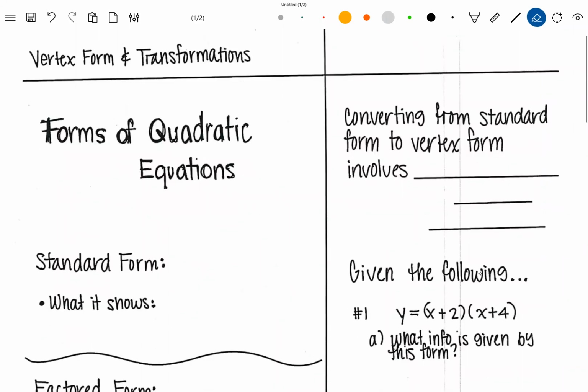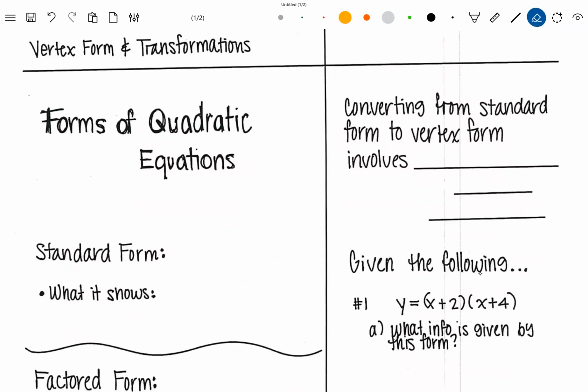The first form is standard form, and that kind of goes back to when we first started talking about polynomials. Standard form is highest exponent down. So what it looks like is this: y equals ax squared plus bx plus c, where a is the leading coefficient, b is the linear coefficient, and c is a constant, meaning it doesn't have a variable with it. Now, if the middle term is missing, then b is going to be 0. If there's no constant, you can always substitute a 0.